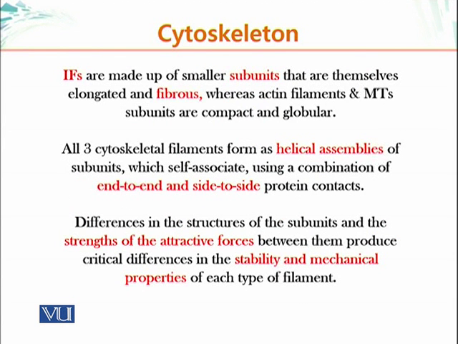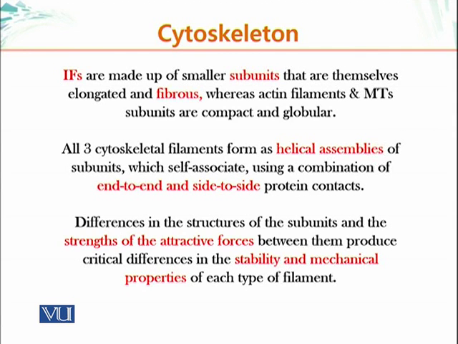Intermediate filaments are made up of smaller subunits that are themselves elongated fibers, whereas actin and microtubule subunits are small, compact and globular. I'll show you, of course, diagrams of monomers of both of them in more detail later on. But for now, the point is intermediate filament monomers are long and filamentous, whereas microtubule and actin monomers are small and globular.